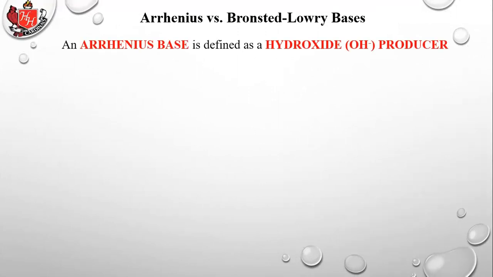So an Arrhenius base is defined as a hydroxide, OH-, producer. Sodium hydroxide is what you used in the calorimetry experiment. It's a very strong base. You'll notice something about its structure, NaOH: it actually has an OH. If the Na and the OH break apart, which we know from our solubility rules they always will in water, then the Na+ simply becomes an ion that floats around, and the OH- becomes an ion in the solution also. So you have the Na+ and the OH-.